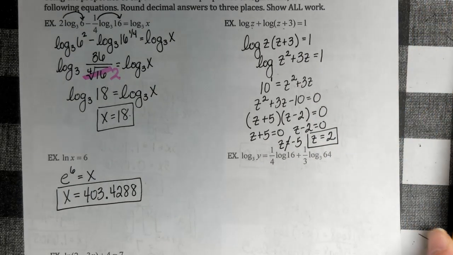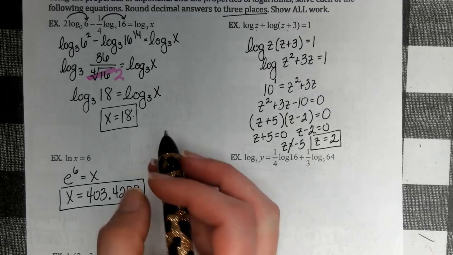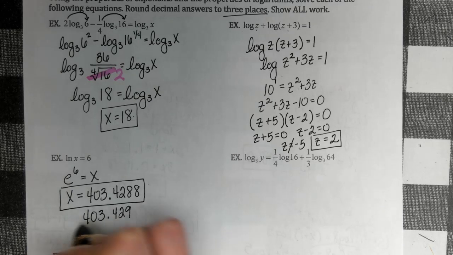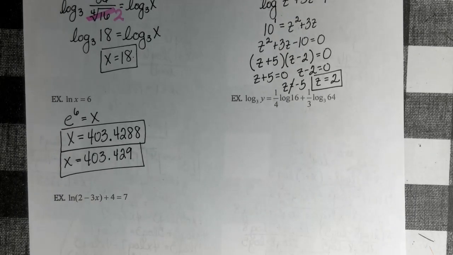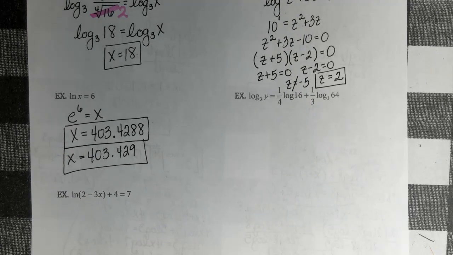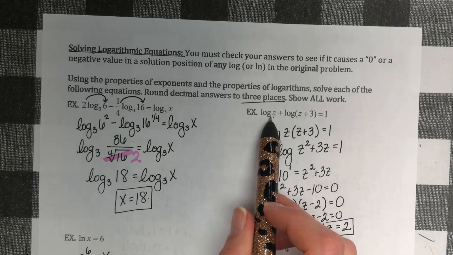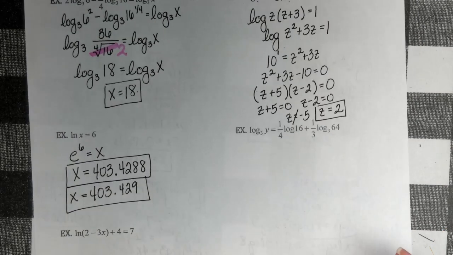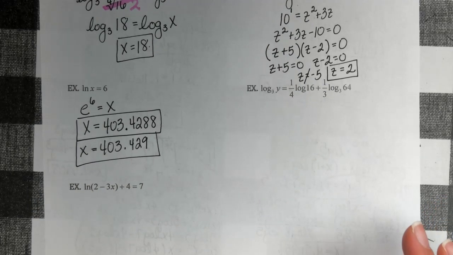Oh, it says 3 places. My bad. I don't know how to read my own instructions. Alright, it's 403.429. When you see log with no base, that's your common log. That has your base of 10. Alright, next one. What am I going to do?